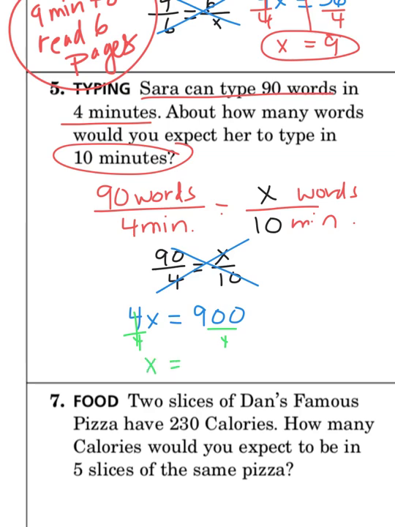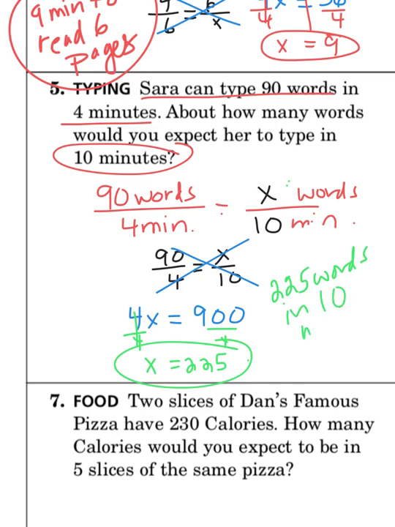X equals 900 divided by 4, 225. And that means what? How many words would you expect her to type in 10 minutes? Well, that would be 225 words in 10 minutes.